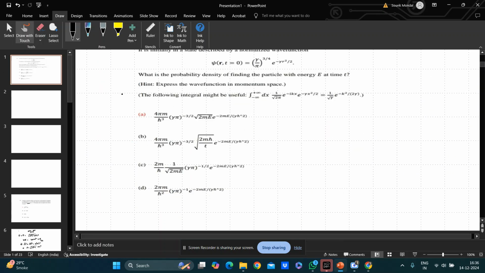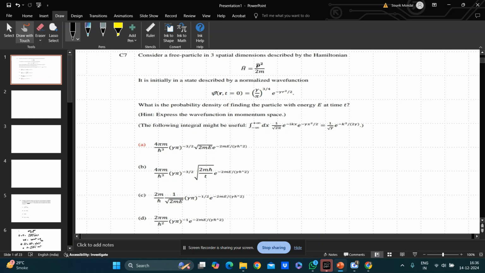Okay, I have a little bit of confusion here, because it is not exactly matching for me. They are telling us to consider a free particle in three spatial dimensions, p square by 2m, and this is the initial wave function in three dimensions: gamma by pi to the power 3 by 4 e to the power minus gamma r square by 2. What is the probability density of finding the particle with energy E at time t? So you have to do the time evolution of the wave function and find the probability density. They have already given the hint.